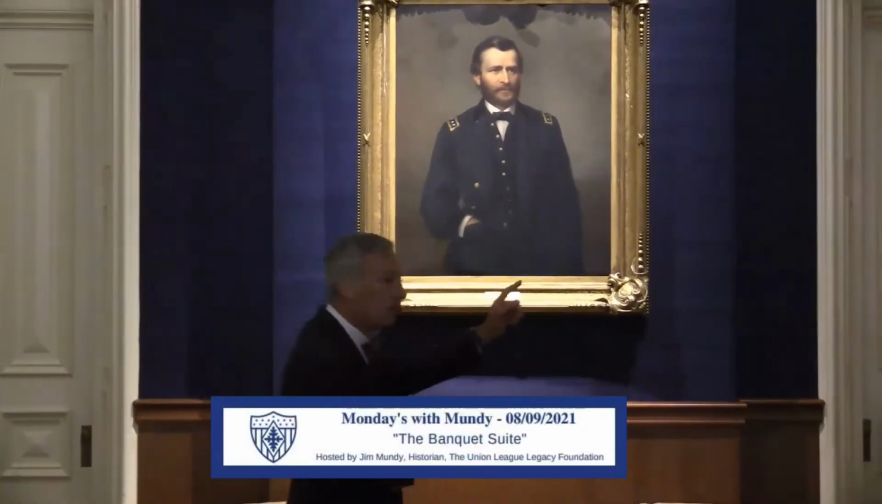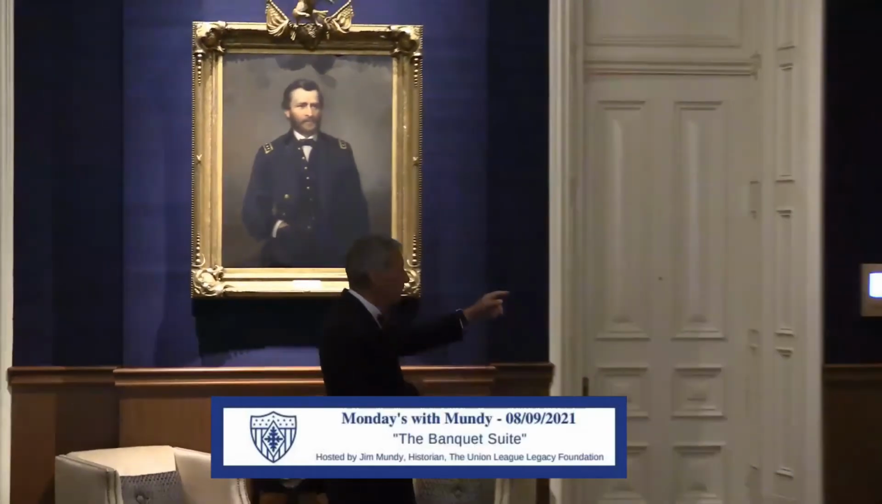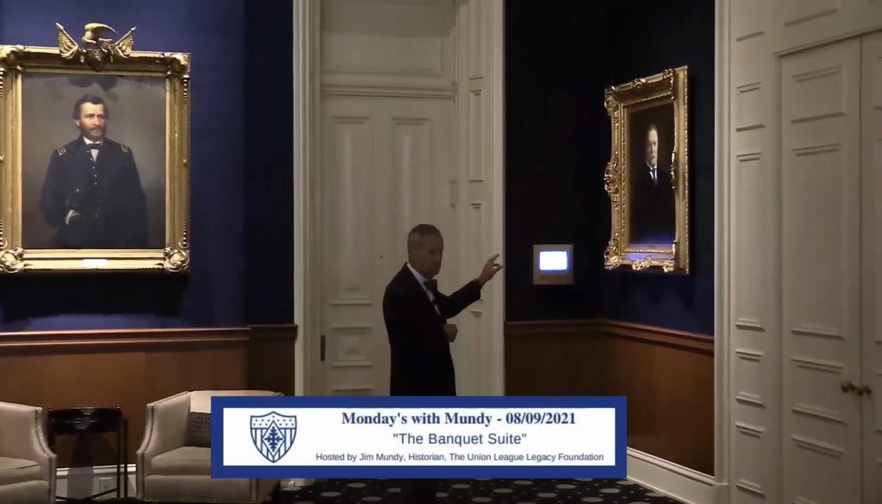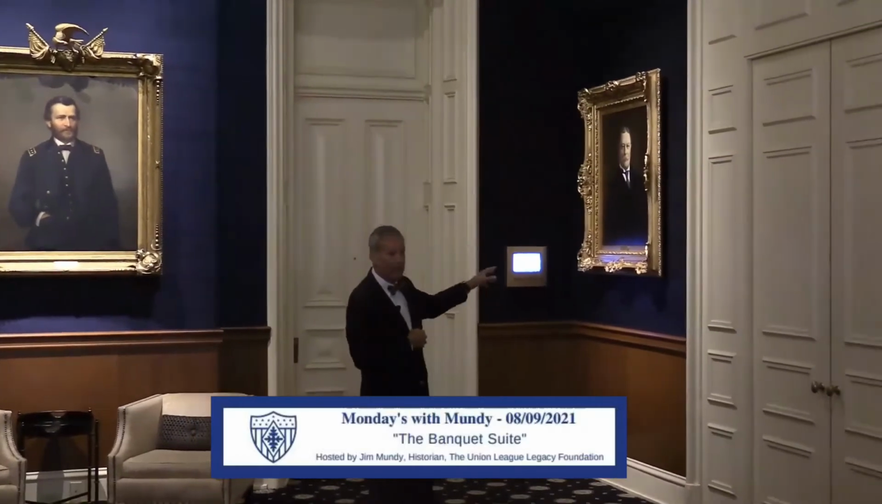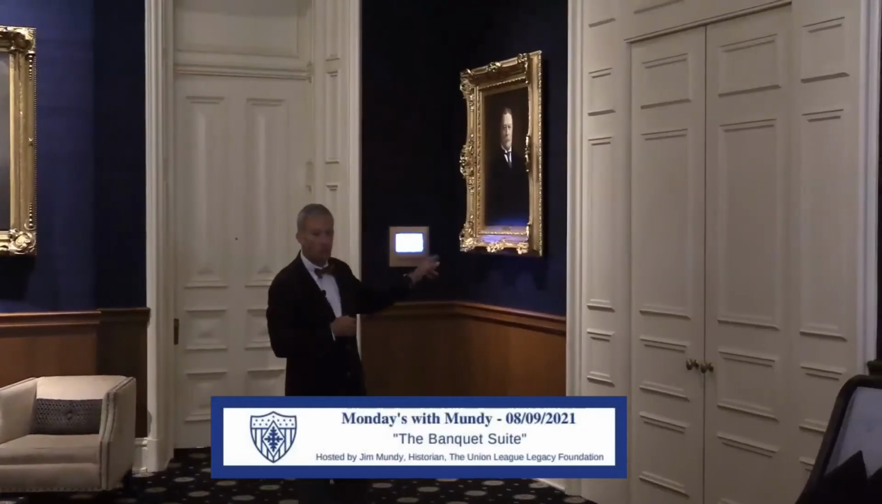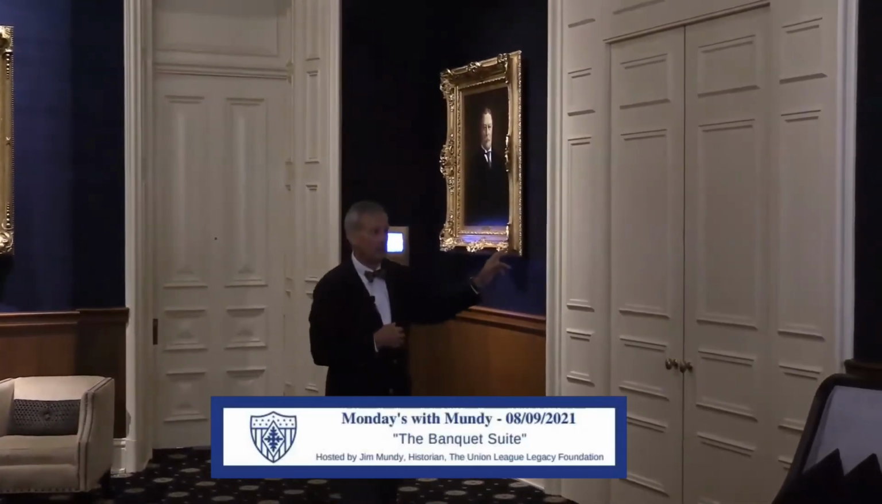And in the far right-hand corner, we have William Howard Taft. Now, again, Taft was also a big Union League favorite and supported by the League when he ran in 1912 versus Woodrow Wilson. Regretfully, he lost that election itself.